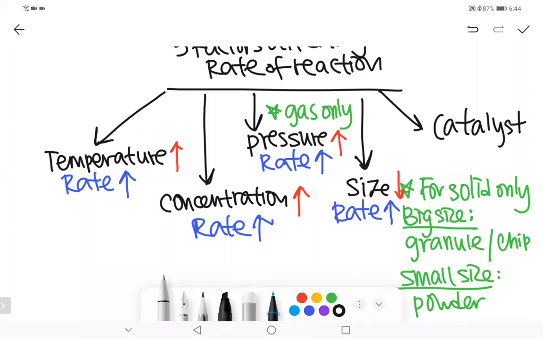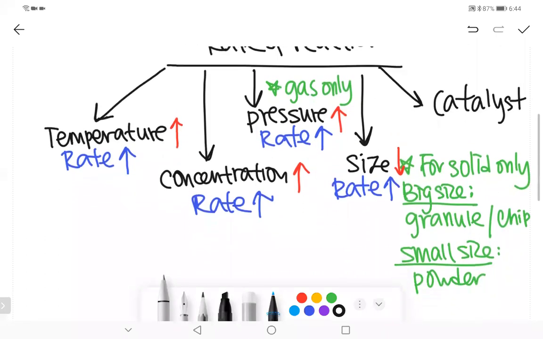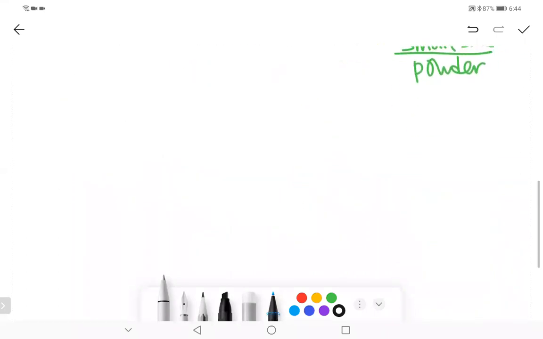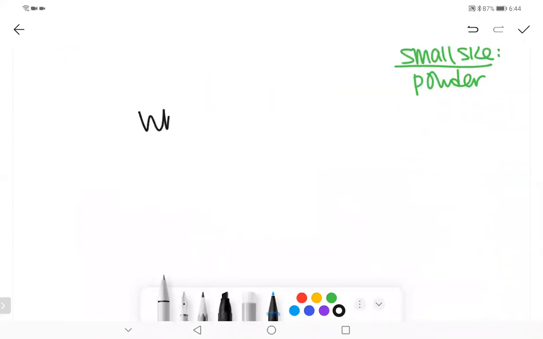Okay, since the majority of you don't have the concept of what is catalyst, let me share with you what catalyst is first. Let us learn something. What is catalyst?